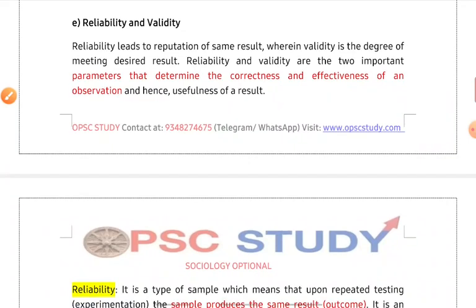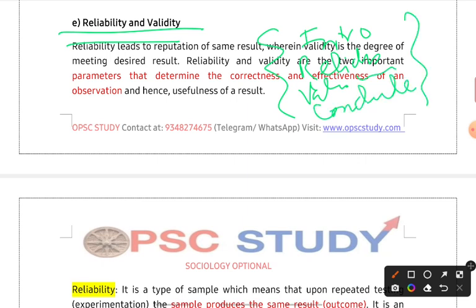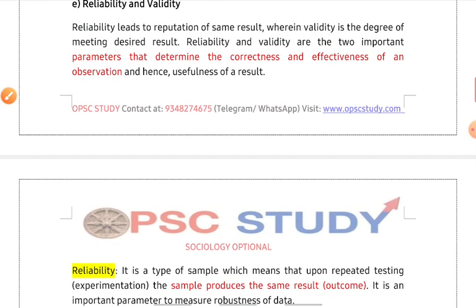Now let's proceed to the next question. What is it? Reliability and validity. So what will be our structure for this? We will write the intro. What is reliability? What is validity? And then you will conclude it. Right, so this will be your structure. So what is the intro? You can write that it is basically an observation method.